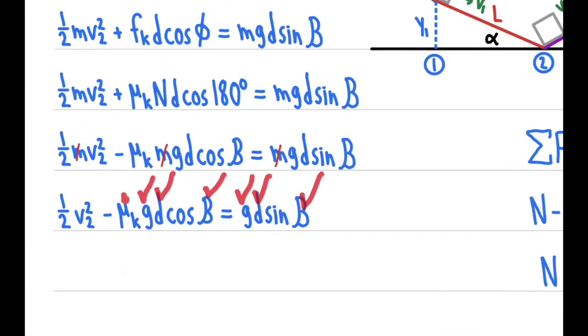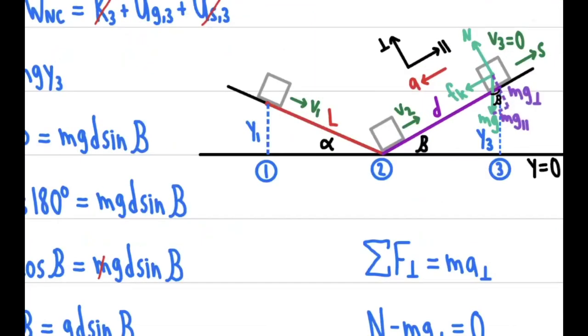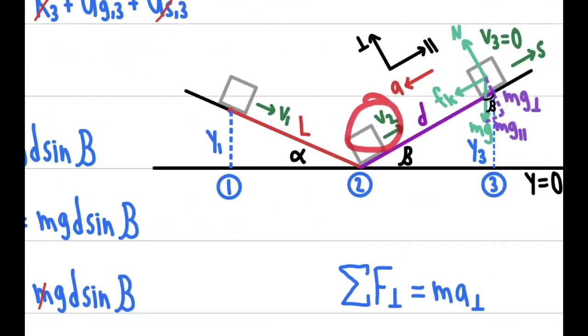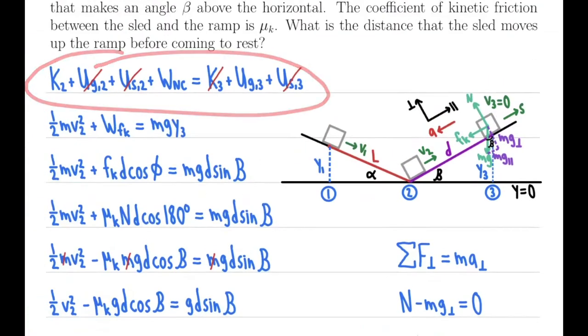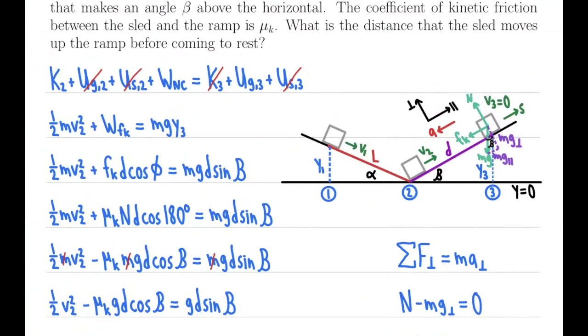We know G. The problem gives us mu k. The only thing that we don't know other than D is v2. We don't know the speed of the sled at position 2 right here. To figure that out, we have to use the energy equation from 1 to 2. Or kinematics, but we can do that as well. Yeah, we'll just do energy for everything. I'm just gonna rewrite this with ones and twos instead of twos and threes.